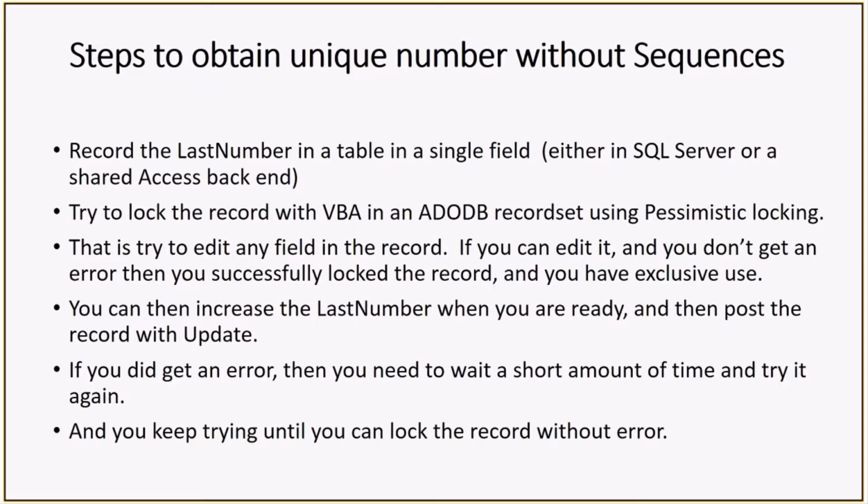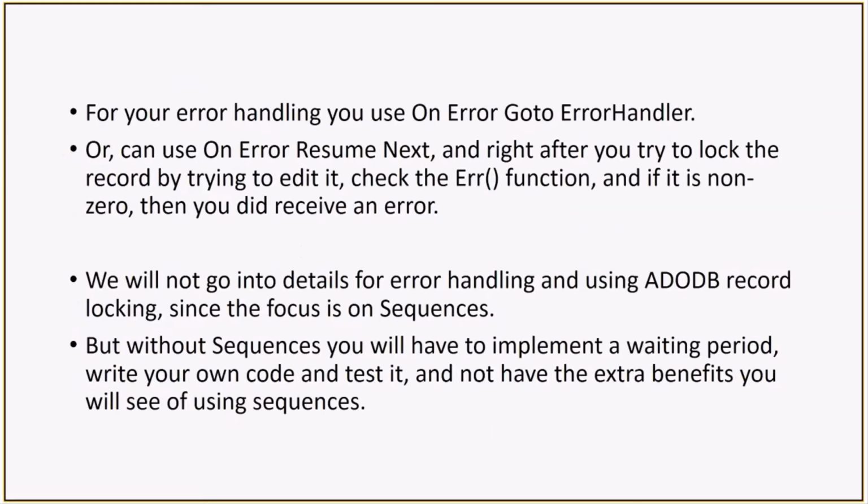Now for error handling, you could use the typical on-error, go to some error handler, or, as you'll see, you can use on-error, resume next. And right after you try to lock the record by trying to edit it, you check the error function. And if it's 0, then you did not receive an error. No, if it is non-zero, then you did receive an error.